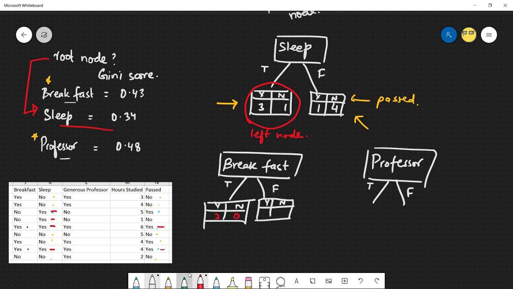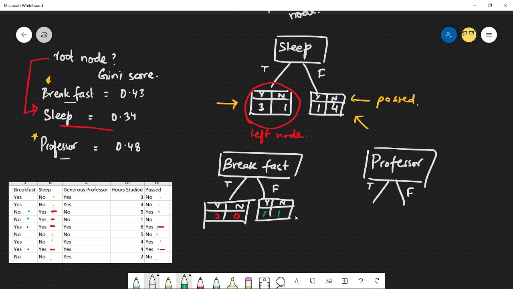Let's try to do the example again with the false part. Because this is a split on top of when sleep was true, I'm only looking at these 4 values. Now I'm going to check what happened when breakfast was false. So I have 1, 2 where breakfast was false. Based on that, I have 1 yes and 1 no pass value.